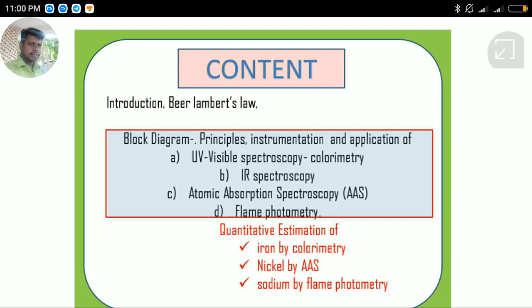On the application side, we are quantitatively estimating three metal ions: iron by colorimetry, nickel by atomic absorption spectroscopy, and sodium by flame photometry.